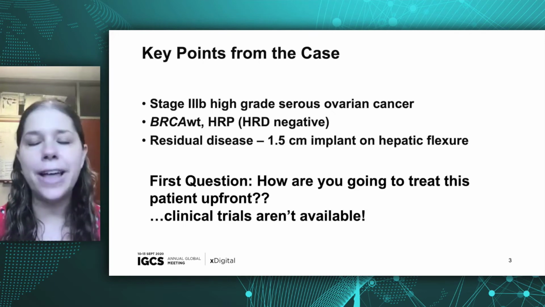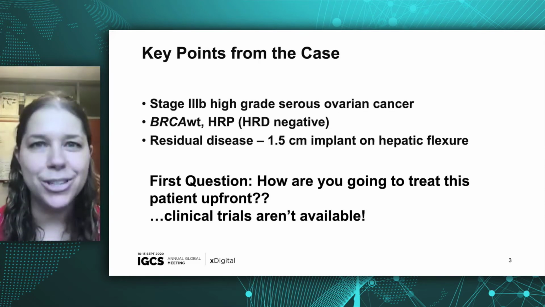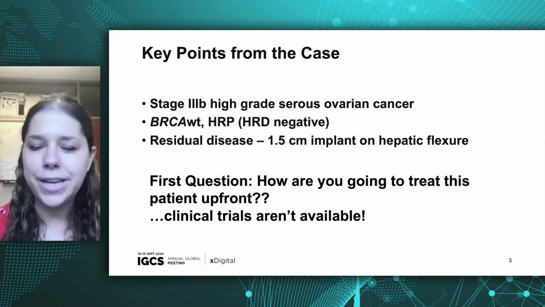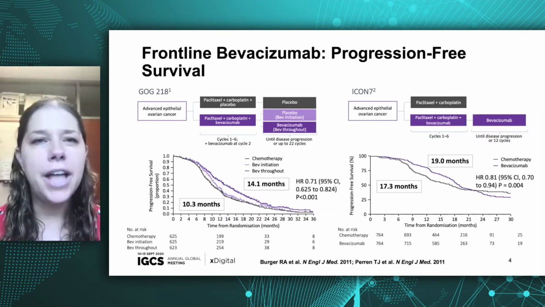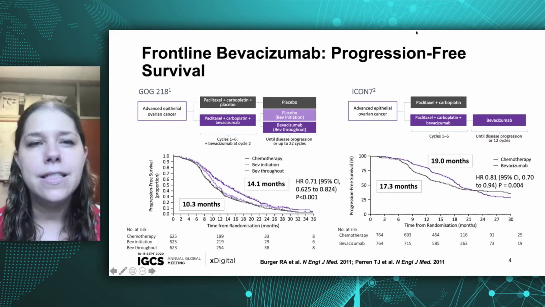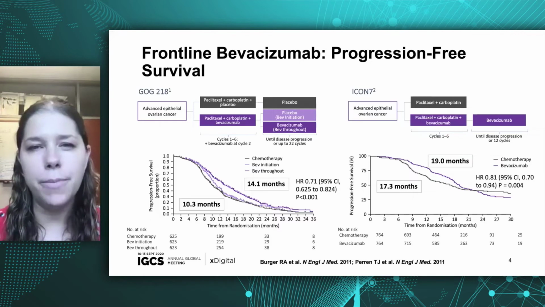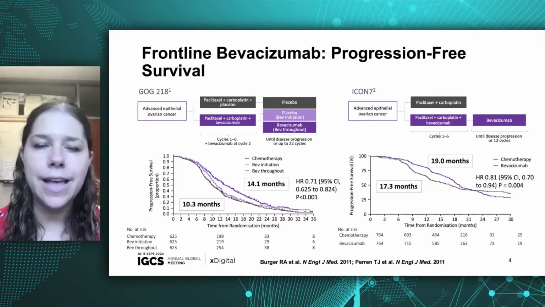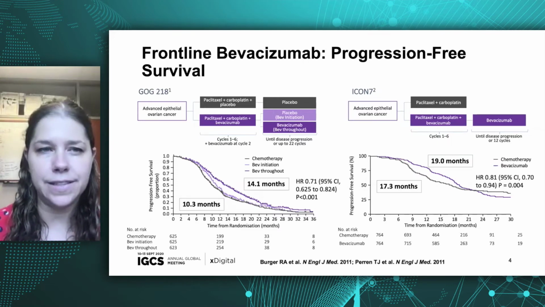And I love this. We always do these case discussions, and everyone always says, and I'm glad for it, we'll put the patient on a clinical trial. And yes, that is absolutely the right answer. But today, clinical trials aren't available. So what are we going to do with this patient in front of us? And you already saw these data from the frontline trials that really made bevacizumab in combination with chemotherapy the standard of care. But I'm going to put it in the context of this patient in front of us today.